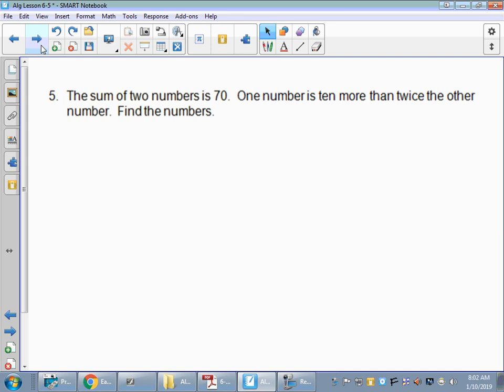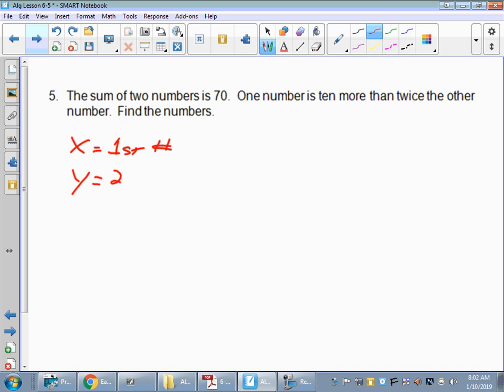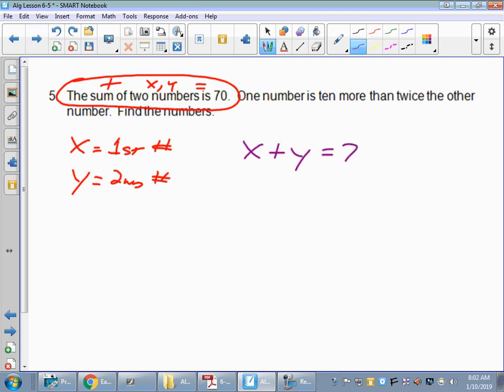So when we first pick out two variables, we're going to say x is our first number, and then we're going to say y is our second number. Okay, so that makes it easy. We got our two variables. Now let's write the equations. The sum of two numbers is 70. Well, we know sum means add. We got our x and y for our two numbers, and we got an equal sign for is 70. So that first equation should be simply x plus y equals 70.